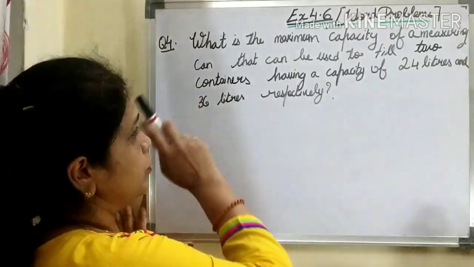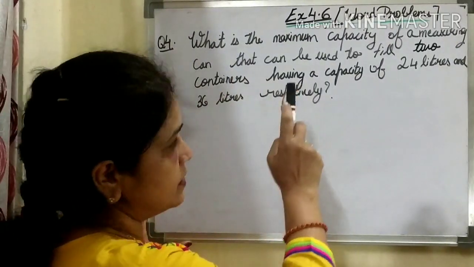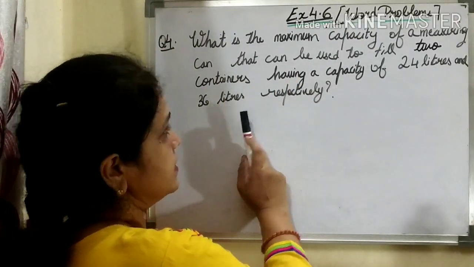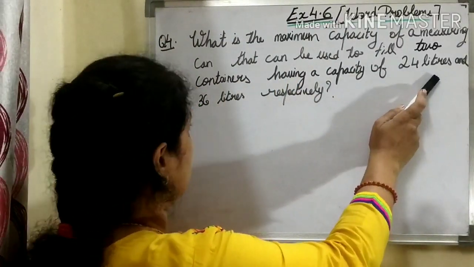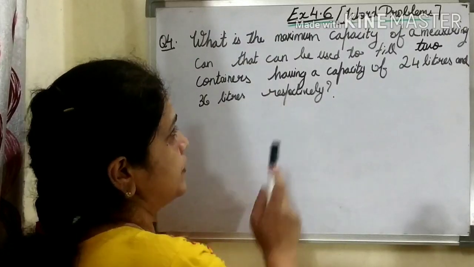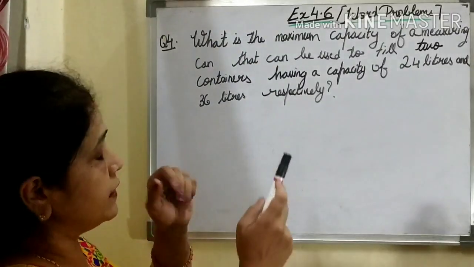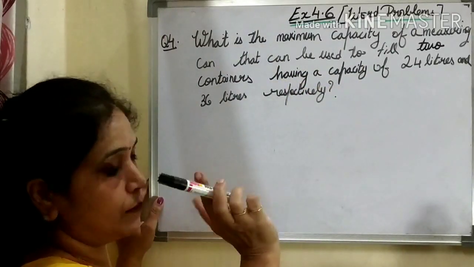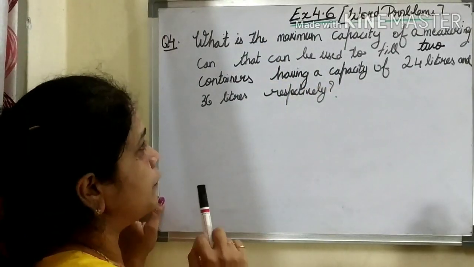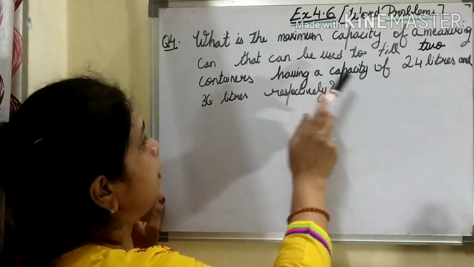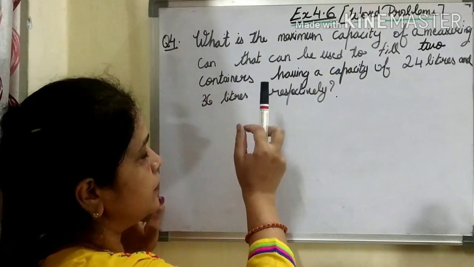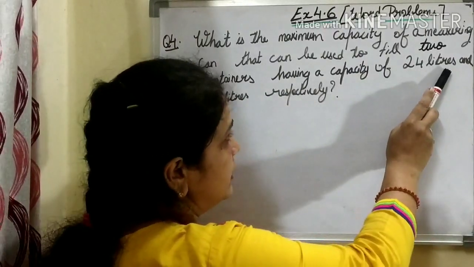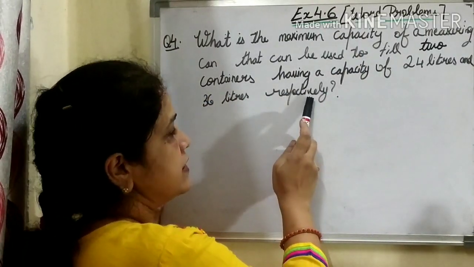Now the fourth question we are solving. What is the maximum capacity of a measuring can that can be used to fill two containers having a capacity of 24 liters and 36 liters respectively? We have to find the maximum capacity of a measuring can that can be used to fill two containers having a capacity of 24 liters and 36 liters respectively.